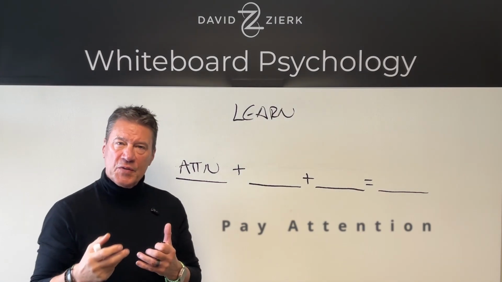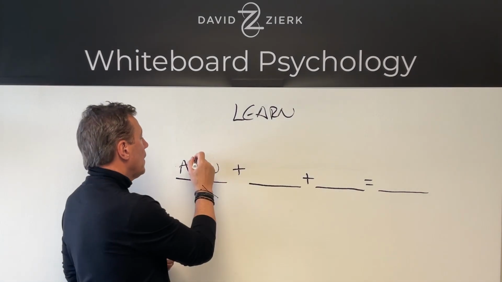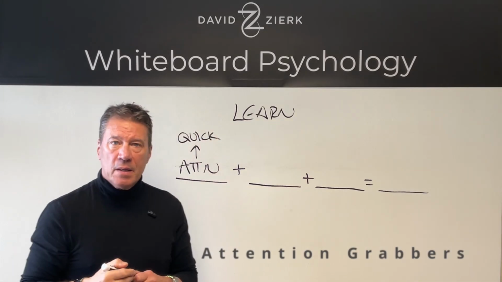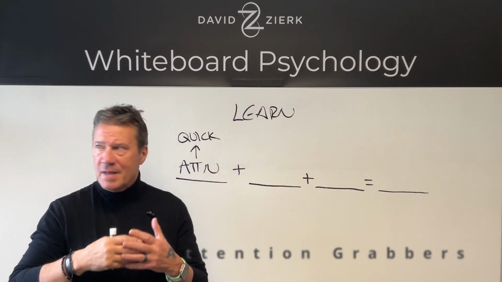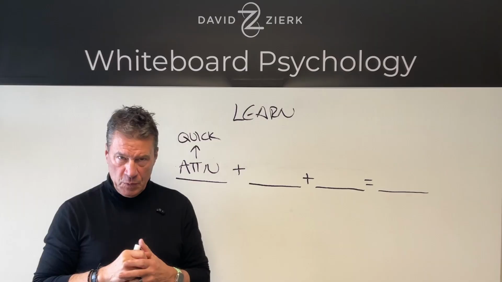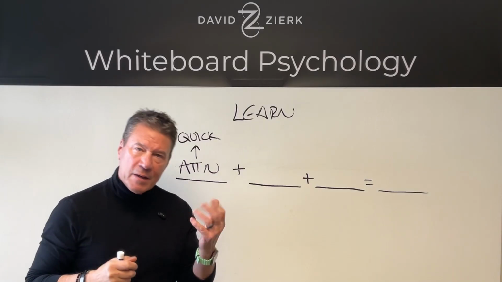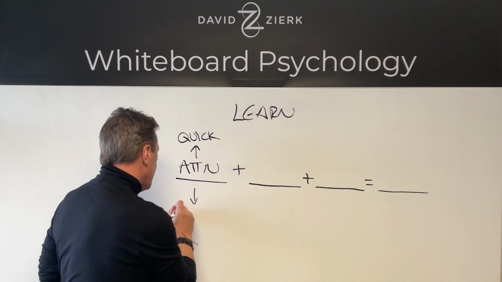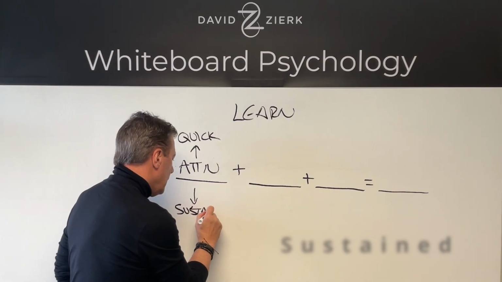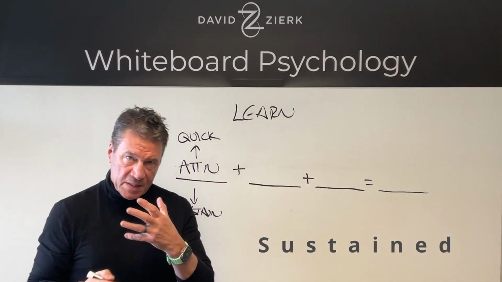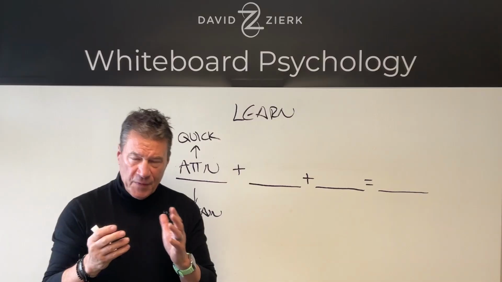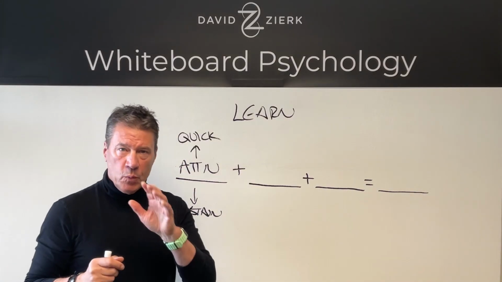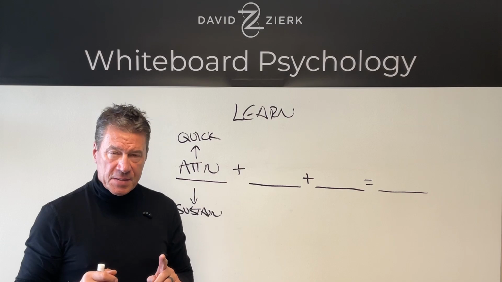Now, what's really interesting about attention is sometimes things just grab our attention quickly. You know, like a loud sound, a bright light, or something along those lines, a shiny object. Okay, grabs our attention. That's really good. But then there's other things that hold our attention, or what's called sustain our attention. 2 different forms of attention. When we pay attention to something, we've set into motion the learning process.